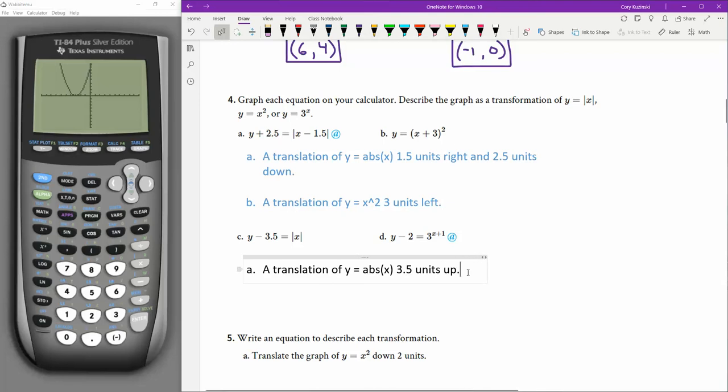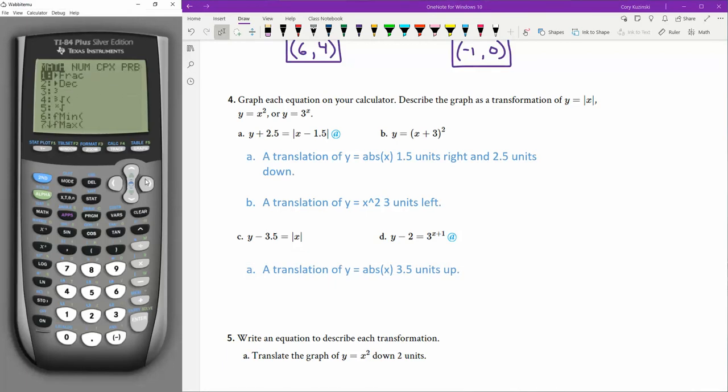Or up 3.5 units if you prefer. Let's graph it and see. So math, number, absolute value. We put the x right there. When I add 3.5 to both sides, it'll be a plus 3.5. And there it is, 3.5 units up.